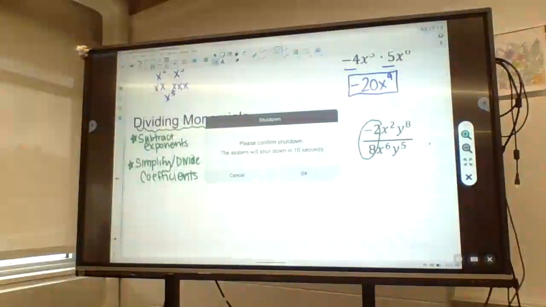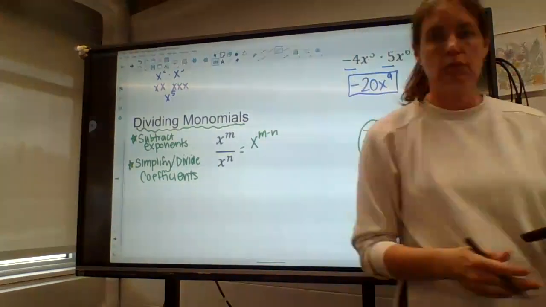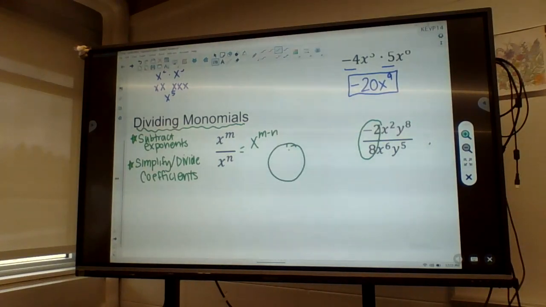What's that? 1/4. 2 out of 8. Think about it again like pizza. 2 out of 8 would be a fourth of a pizza. So this is a negative 1/4. So those coefficients, we treat those like normal numbers. Simplifying.